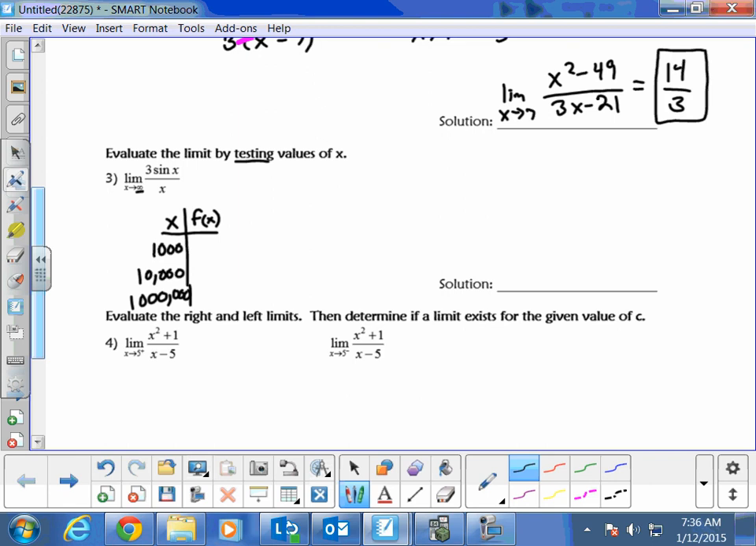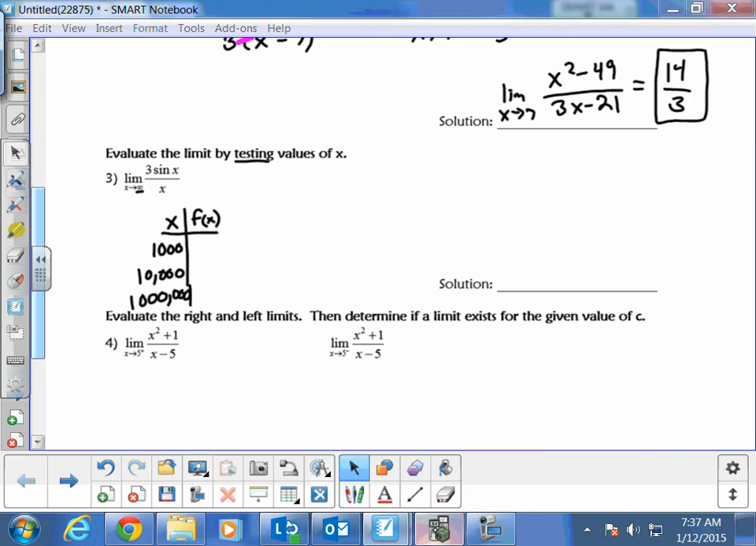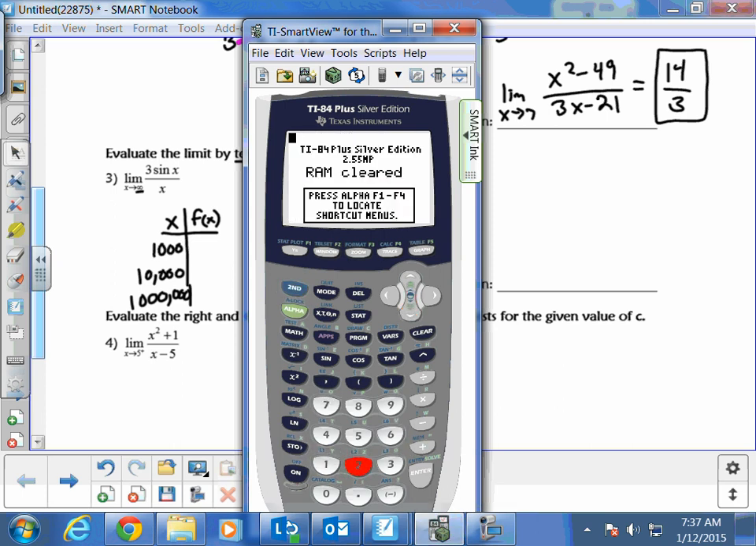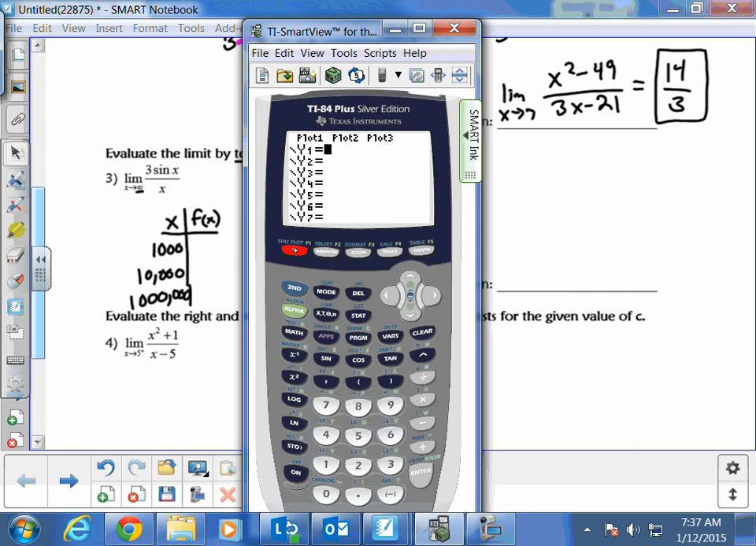With this, I had to bring out my calculator. The first thing I'm going to do is clear it. So second plus 7, 1, 2. Then I'm going to go into y equals and type in my equation, 3 sine of x divided by x. Then I'm going to go into second window because I have to change the independent variable to ask. Once I do that, I'm going to bring up the table and put down the values, because I want to see what happens when it goes to infinity.